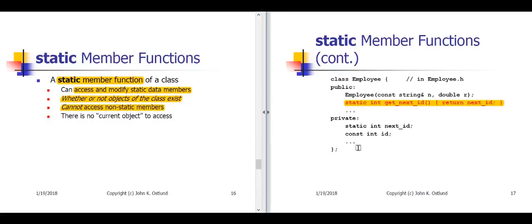For example, an employee object has an ID, also has a name and a rate. But recall that a static member function can be used even if no objects exist. Therefore, it would not make sense for this static member function, getNextID, to be able to access the ID or the name or the rate of the current employee, because there is no current employee. There may not be any employees currently existing in the program at the time that we call this getNextID function. Okay, so static member functions can interact with static data members. They cannot interact with non-static members.